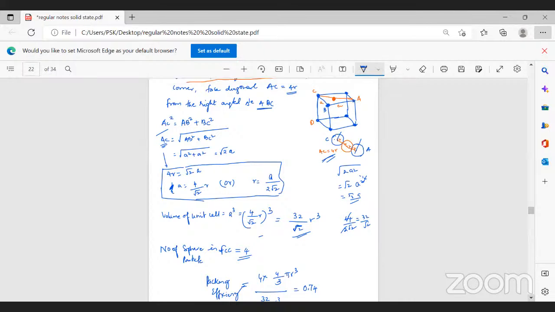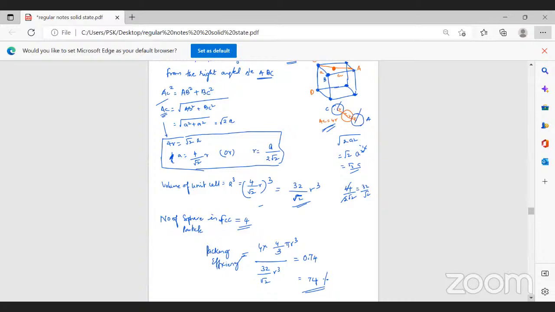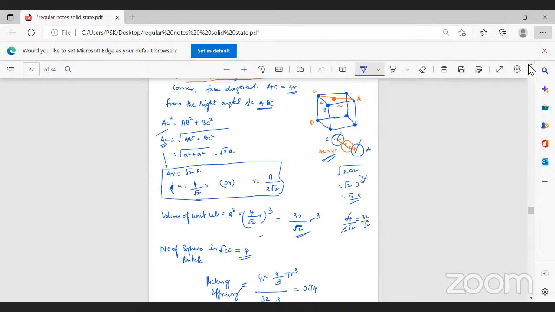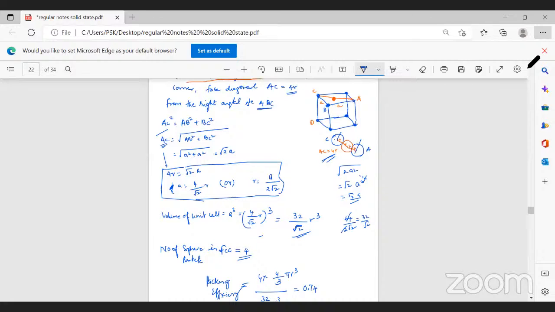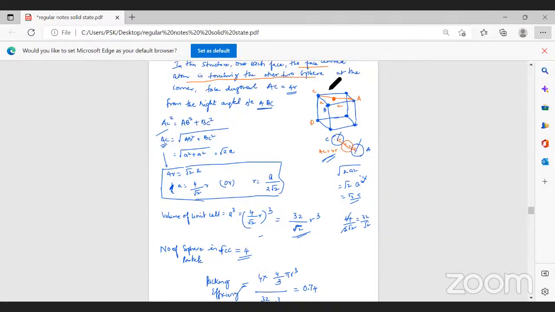This derivation will be for your regular class. Now, one more derivation, for the body-centered cubic lattice, will take time. Shall we do it in the next class and then continue with problems in the next class? Yes, sir.